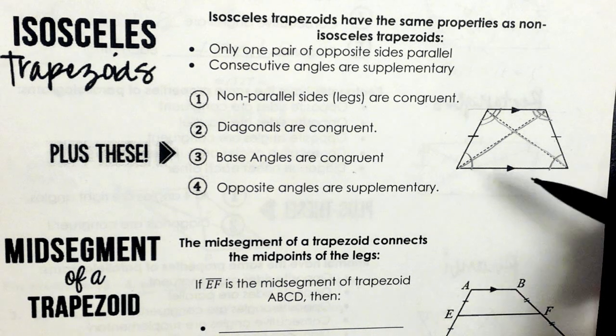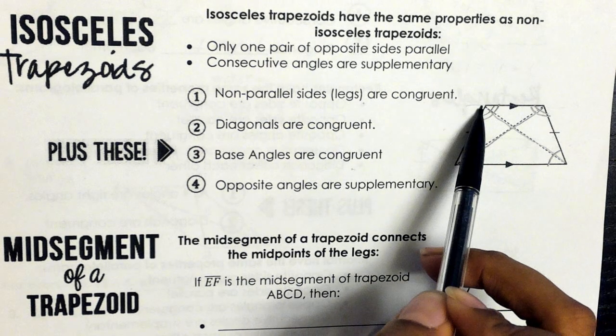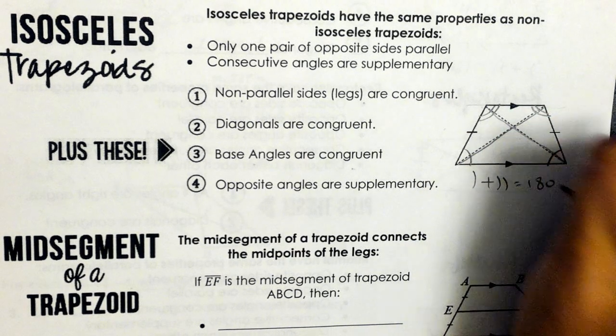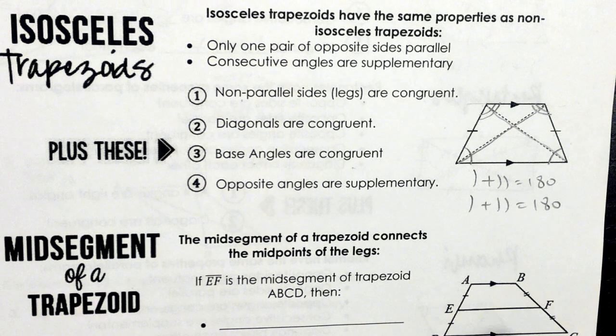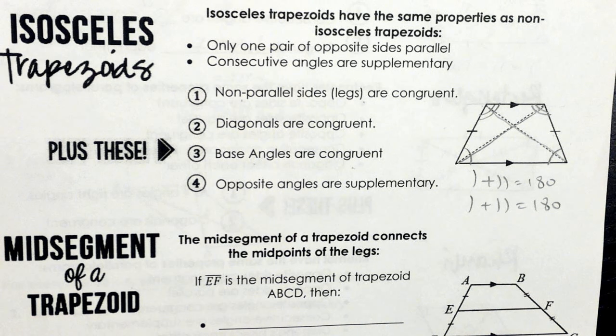And then opposite angles are going to be supplementary. So in other words, this one and this one, the 1 curve plus the 2 curve equals 180. 1 plus 2 equals 180. Okay? Alright. So this time it's not the consecutive, but the opposite angles. Consecutive are also 180 because it's the 1 and 2 curve.